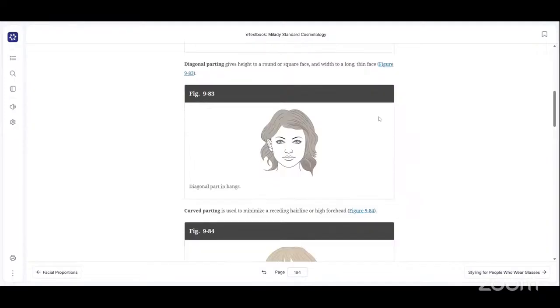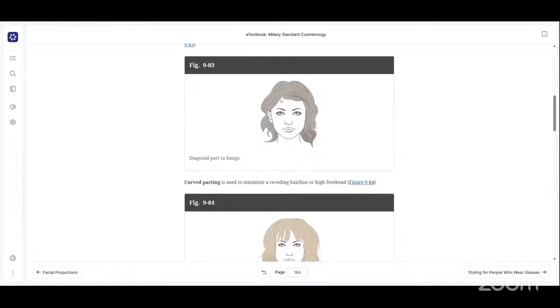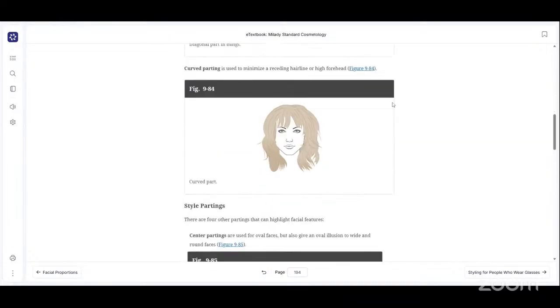Diagonal parting, okay, it swoops over. It gives height to a round or square face, okay, and width to a long, thin face. So diagonal parting, many of us are familiar with diagonal partings. And you see where this diagonal parting is right over the arch area? Well, a lot of times our diagonal partings stretch over. We have overkill on our partings. It's just the style. Curved partings, okay? Diagonal and then it just curves over, kind of like a C. It is used to minimize receding hairline, so not straight, but curve it over, okay?